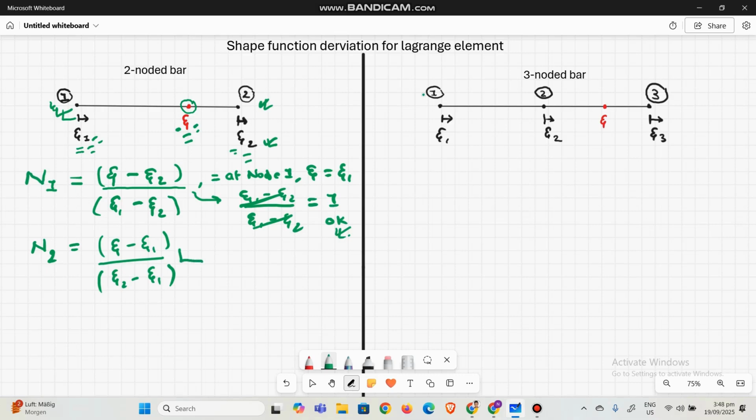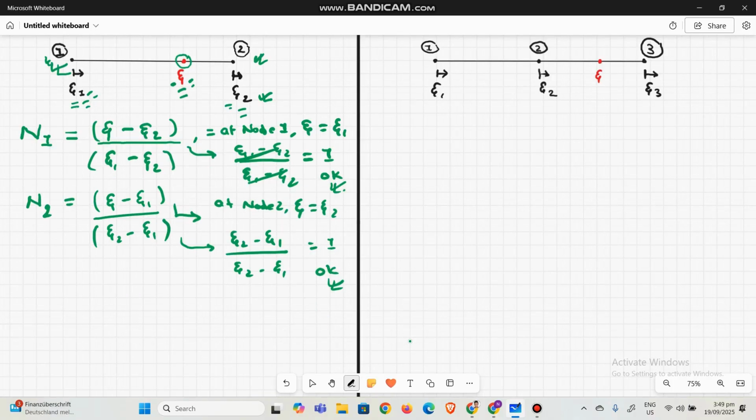Similarly, if we check here, what is xi at node 2? It's xi2. So we just substitute in this formula, then we get xi2 minus xi1 divided by xi2 minus xi1, and it's 1. Okay, so we derived the shape functions correctly. Okay, so what does it mean?